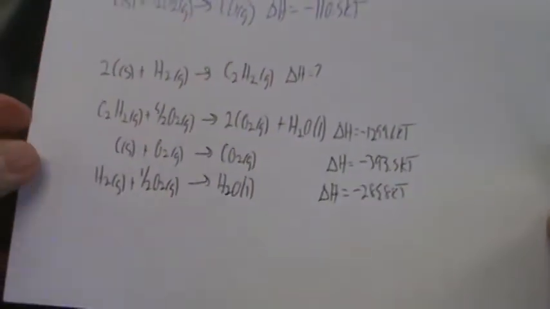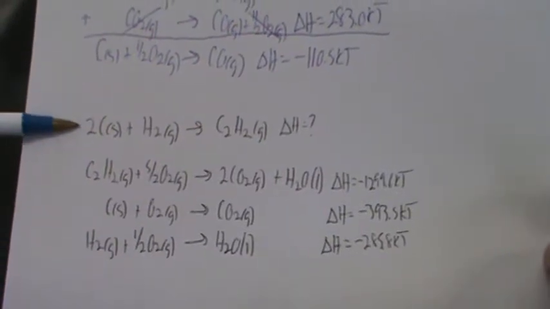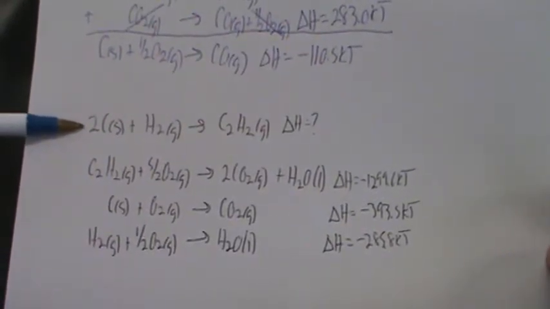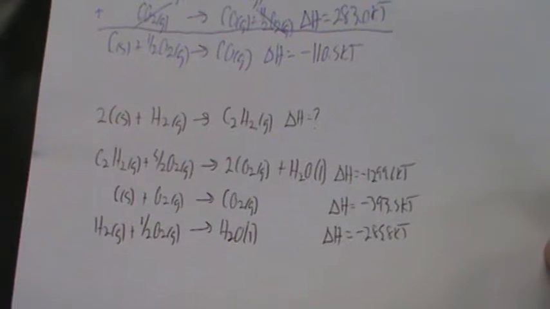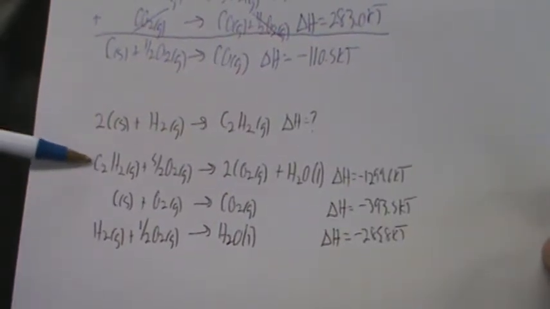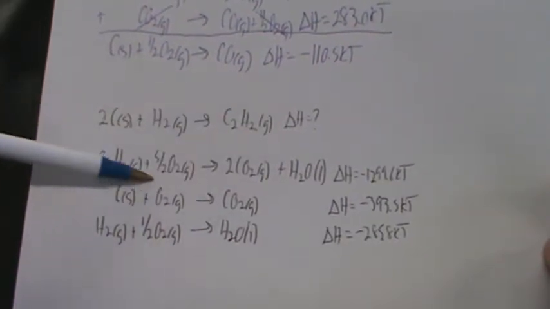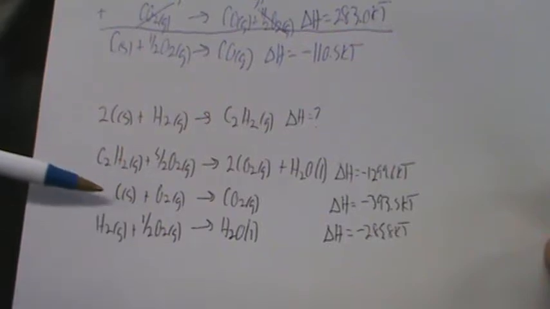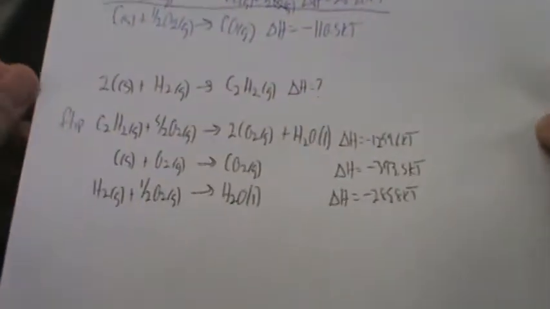Okay, let's look at our next one. Here is the overall reaction that we're trying to find the change in enthalpy for. Here are our smaller subsequent reactions. Let's try to find what is unique in each one of them. In this first one, we have C2H2. We do have C2 and H2 in the overall, on the right-hand side. The other ones don't have C2H2, so that's unique. So for this first one, what we're going to do is flip it.